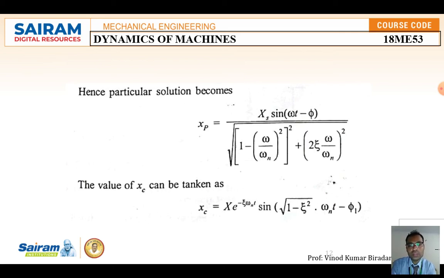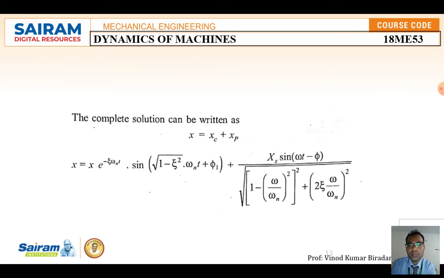So if you substitute all these two values in the general solution, that is the complete solution, we are going to take x is equal to xc plus xp. Substituting the complementary function and the particular function, you are going to get the final equation. So this equation is required while solving the problem. Along with those two equations, this equation also is required.